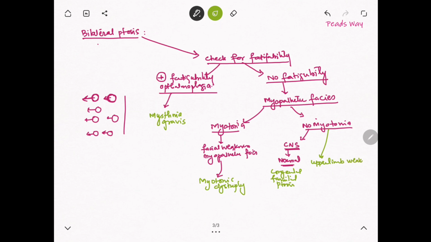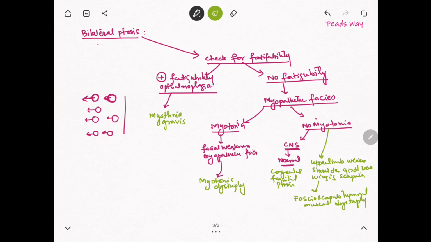And if you find during your examination that there is upper limb weakness, shoulder girdle weakness, or winging of scapula, if you find these features, you can label it as facioscapulohumeral muscular dystrophy.